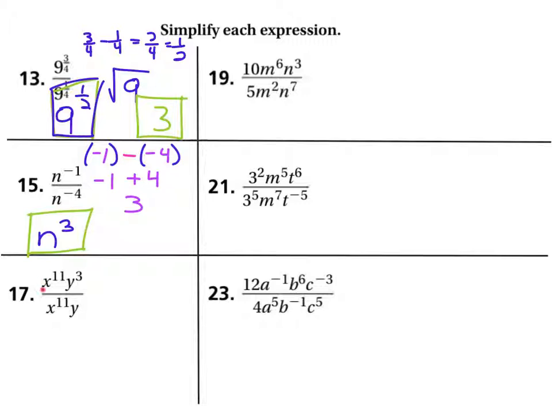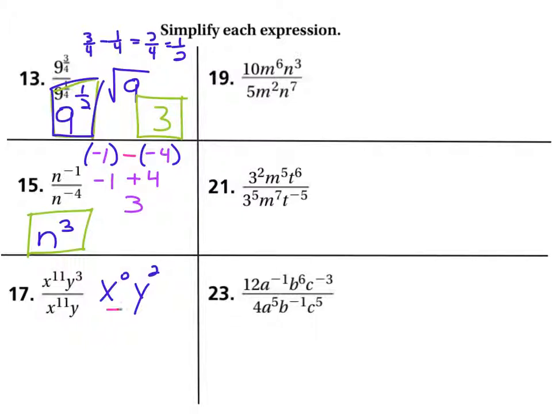So let's look here for this x to the 11th y to the 3rd over x to the 11th y. We're going to subtract these for the x values. 11 minus 11. What's 11 minus 11? It is 0. So we get x to the 0. I'm going to write it for a second, although you'll see that in the answer it shouldn't be there. And then what do we get for y? We're going to subtract the values again. We get 3 minus, what is the exponent on y? Well, it's an invisible 1. You should know that. So 3 minus 1 is 2.